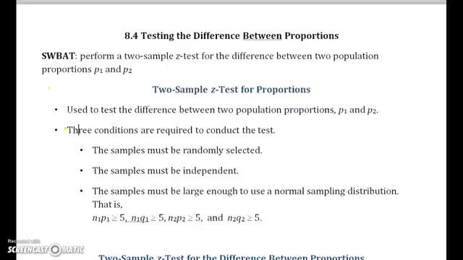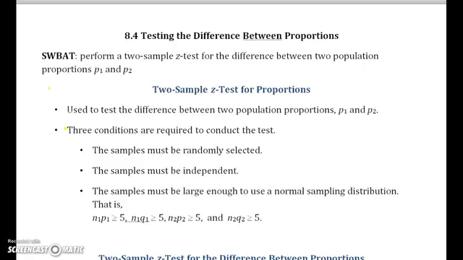Hello, today we're doing 8.4, testing the difference between proportions. SWBAT perform a two-sample z-test for the difference between two population proportions, P1 and P2. Two-sample z-tests for proportions are used when testing the difference of two population proportions, P1 and P2.